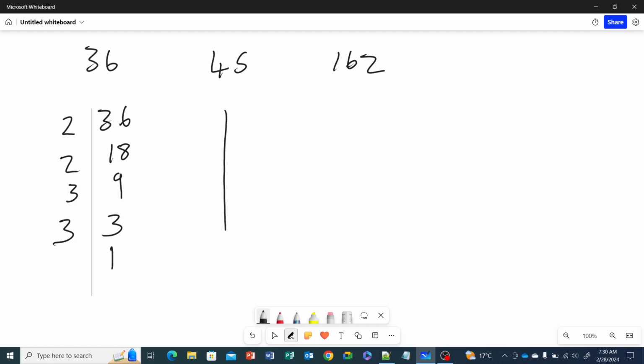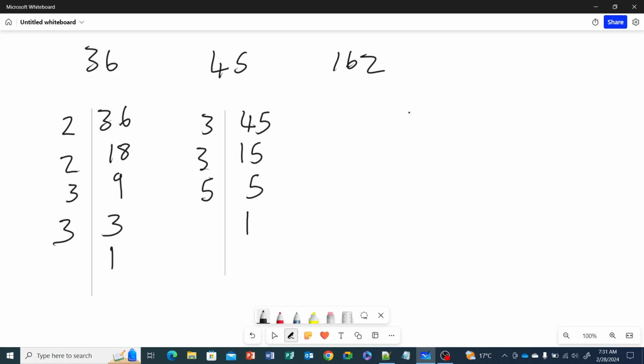Okay, now it's 45. 45 is an odd number. We check 3 first. So 45 divided by 3, you are going to get a 15. Now 15 you can divide by 3, you'll get a 5. A 5 is a prime number, so 5 divided by 5, it's a 1.